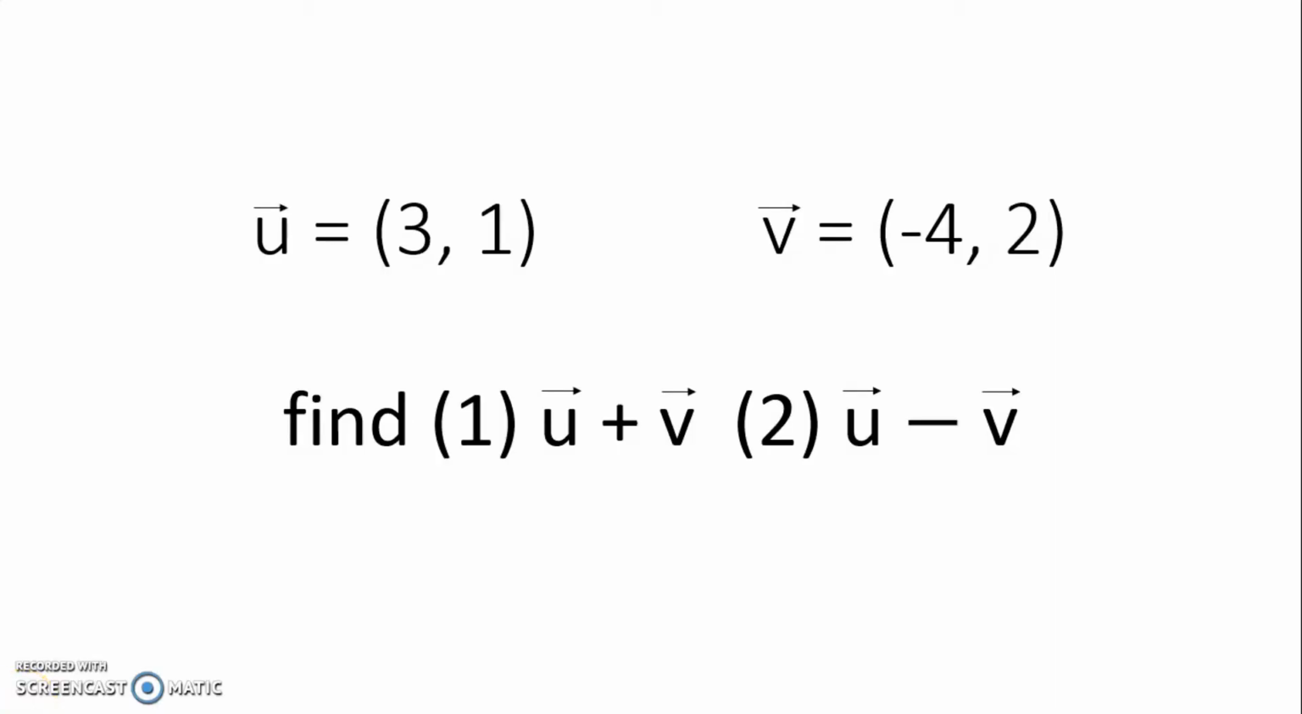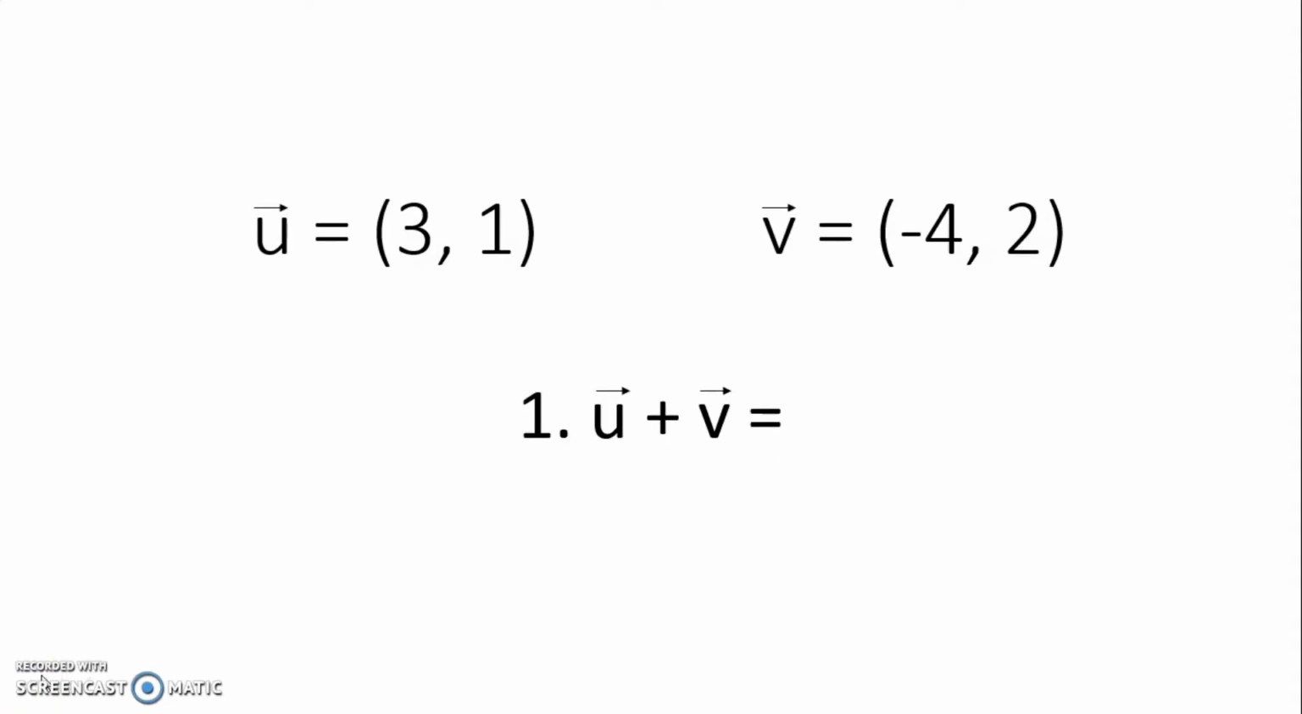If vector u is equal to (3, 1) and vector v is equal to (-4, 2), we are asked to find, question 1, vector u plus vector v, and question 2, vector u minus vector v. Let's see how we can solve this relevant problem.